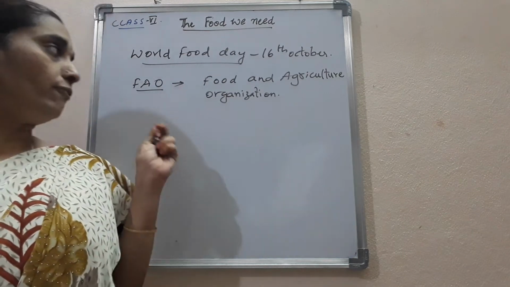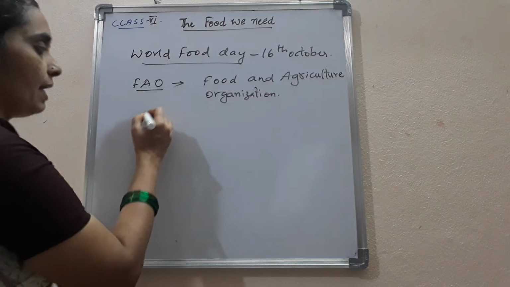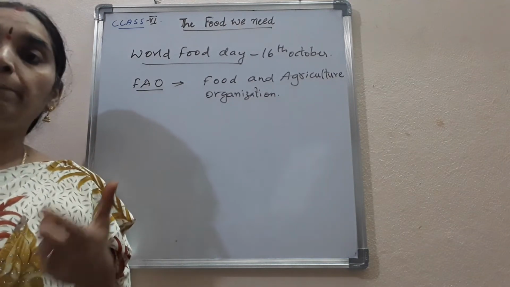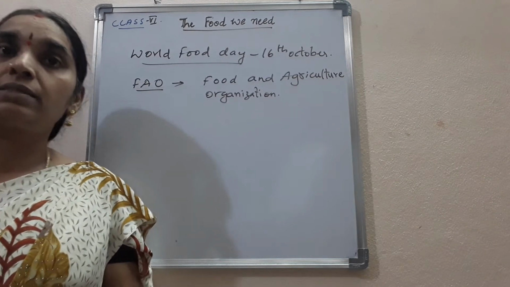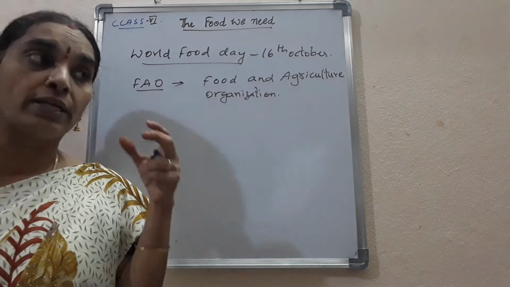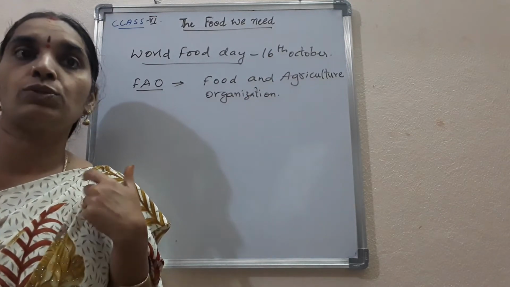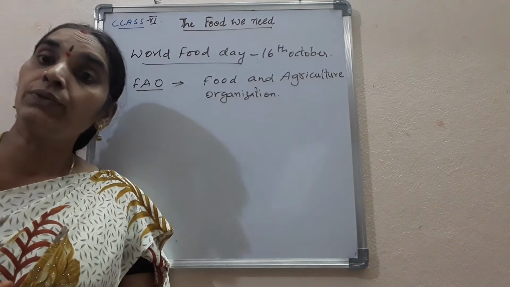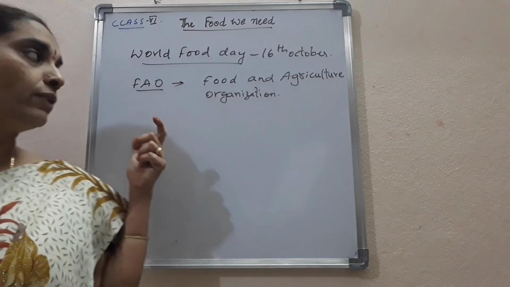The aim of FAO is to promote worldwide awareness and action for the people who suffer from hunger, and also to ensure food security and nutritious diets for those who are in need and for all.